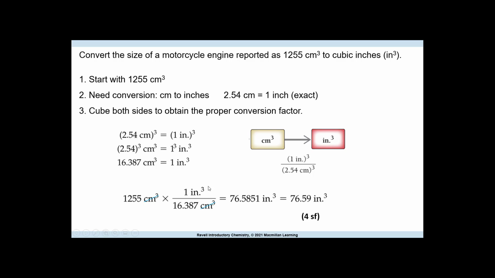So let's take a look at sig figs. We have 4 sig figs here, we have 5 sig figs here, and we have more than 5 sig figs here. We want 4 sig figs, so we cut it off here. We're dealing with the 5 or more, so we add 1 to here. And our answer is 76.59 inches cubed.